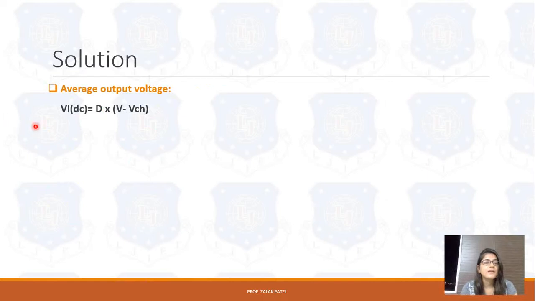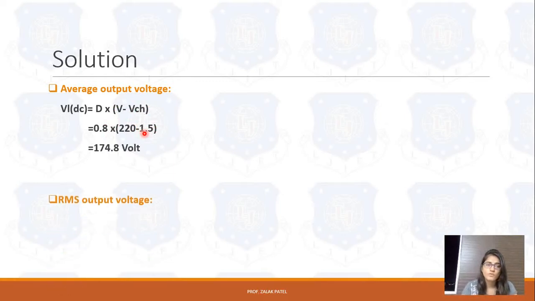So let's calculate the average output voltage. It is given by D into V, but the output voltage is V minus VCH. We already have the duty cycle, that is 80%. So 0.8 into 220 volt, and the drop is given, that is 1.5. So it is 174.8 volt for average output voltage.